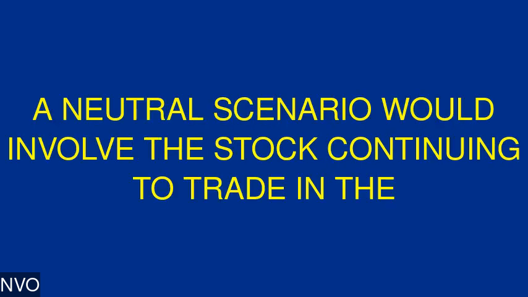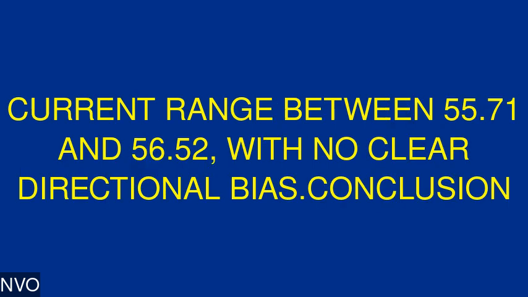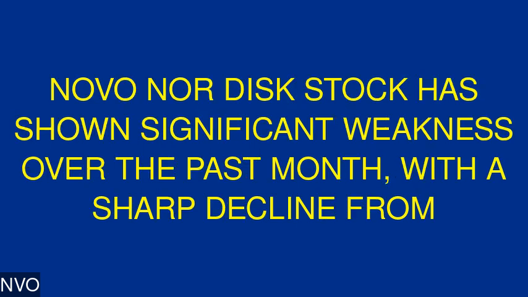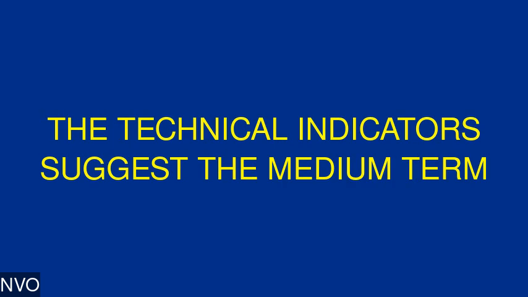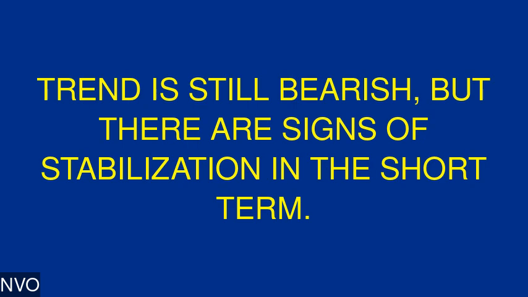A neutral scenario would involve the stock continuing to trade in the current range between 55.71 and 56.52, with no clear directional bias. Conclusion: NVO NVOStock has shown significant weakness over the past month, with a sharp decline from its July highs followed by a stabilization phase. The technical indicators suggest the medium-term trend is still bearish, but there are signs of stabilization in the short term.